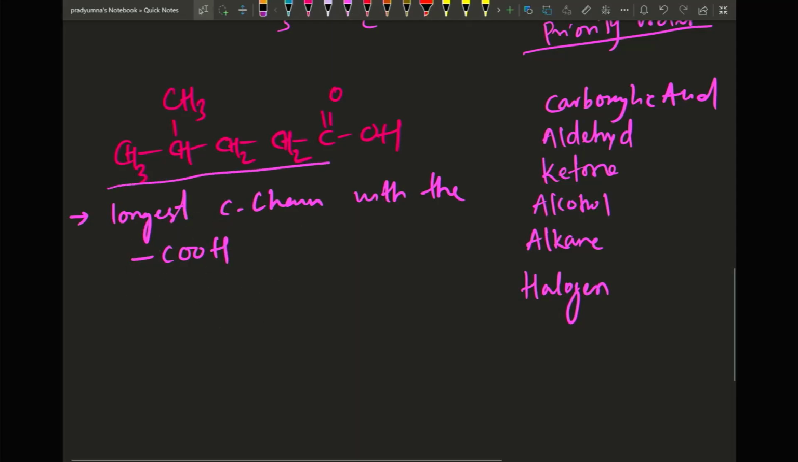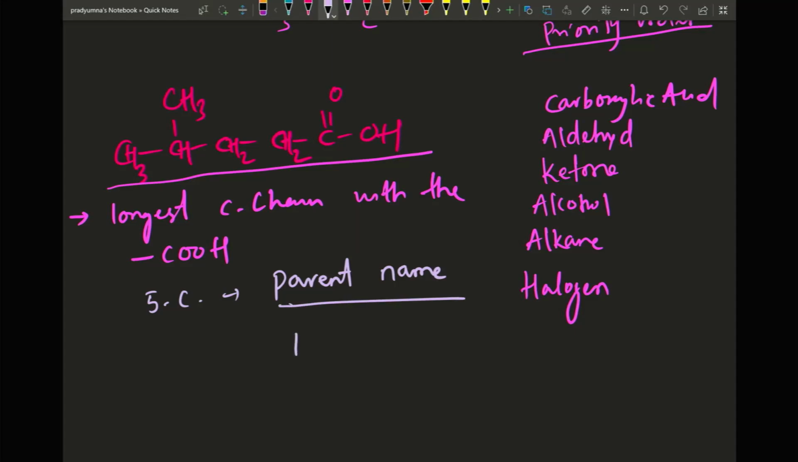So what is it in this case? We got 1, 2, 3, 4, 5, so we have 5 carbon atoms. Five carbon atoms means the parent name is going to be, so write down the parent name, pentane, but the E is replaced by oic acid. So the parent name is pentanoic acid.